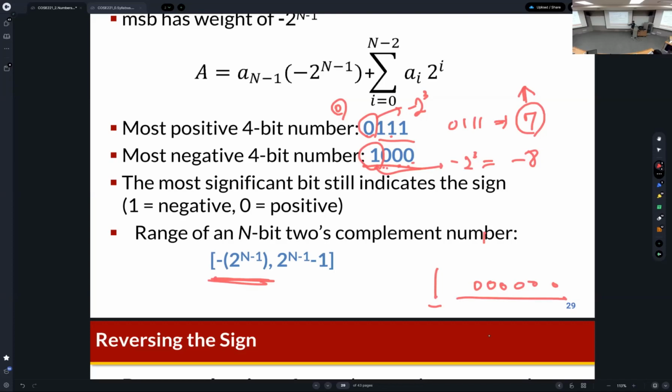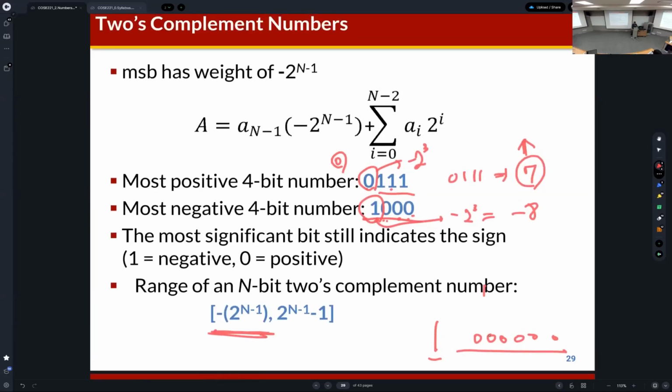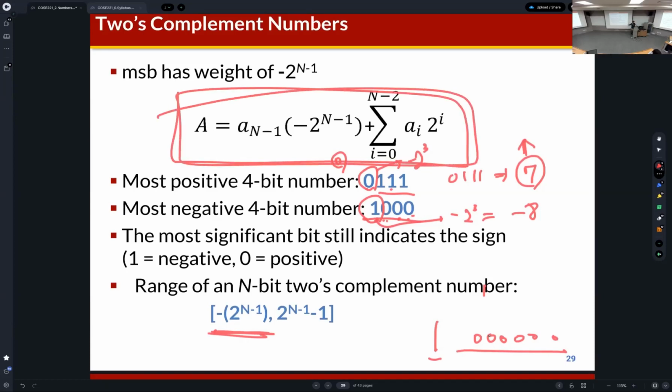Okay, so this is just a definition. Just remember the definition. In the two's complement number system, the MSB represents minus 2 to the n minus 1. But in the sign and magnitude number system, the MSB just represents the minus sign. Okay, just remember this.